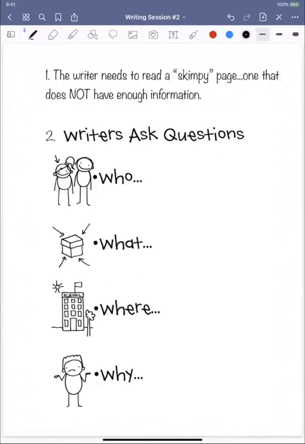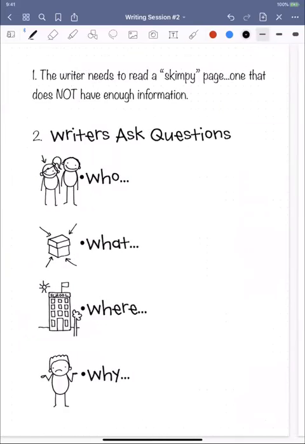So 4th graders, I want you to find a page in your informational book that looks a little empty. Go ahead and pause this video until you find that page. Okay, so now that you found your empty looking page, I want you to brainstorm some who, what, where, or why questions that you could answer on that page. Okay, and then now, writers, it's going to be your turn to write.